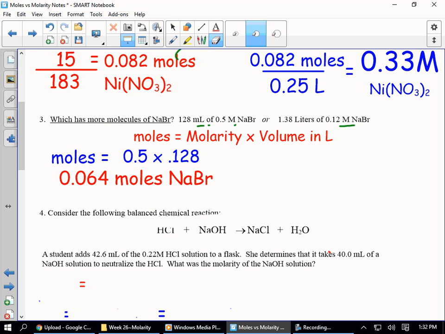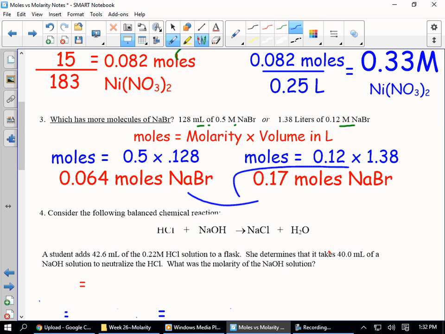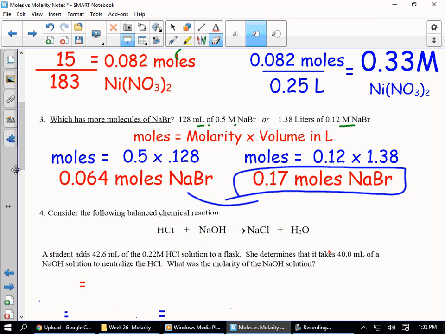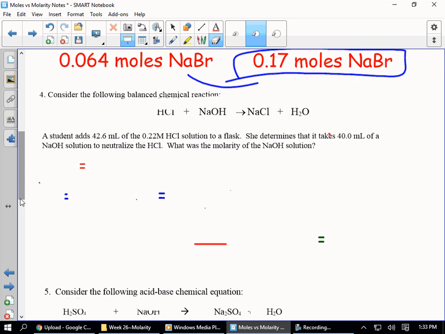Now over here, if you haven't paused the program and tried this yet, I want you to try this one by yourself now. To find moles of this though, I'm going to take my 0.12 and I can multiply it by 1.38 because it's already in liters. When you get that, you get 0.17. Which one is bigger? Boom. We have more sodium bromide in the second sample than in the first sample. Question number 4. Pause the program, give it a read, and see if you can't answer it.